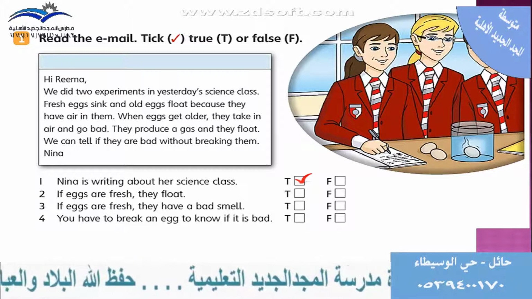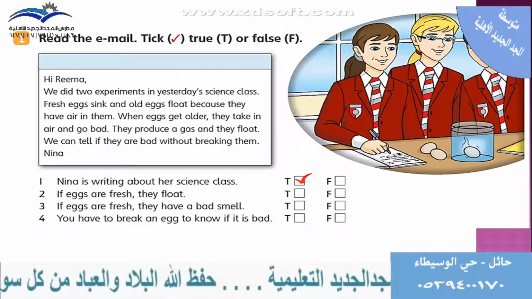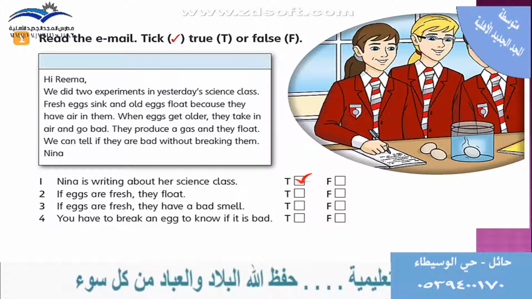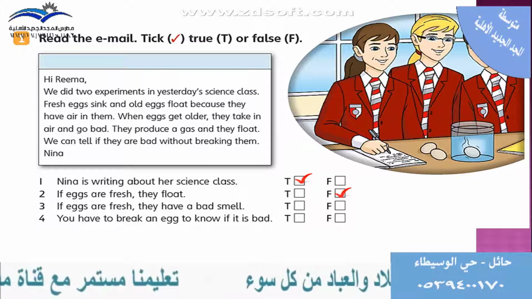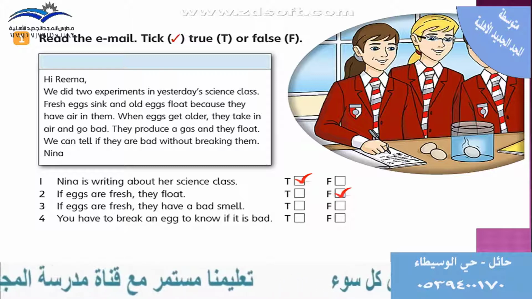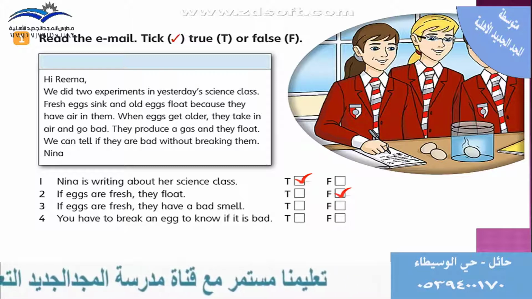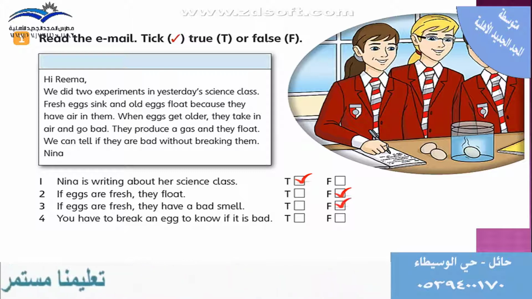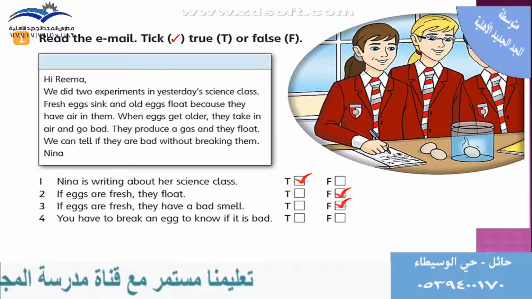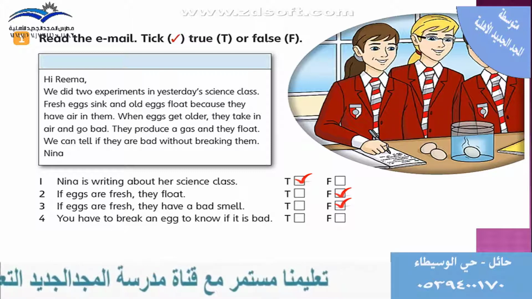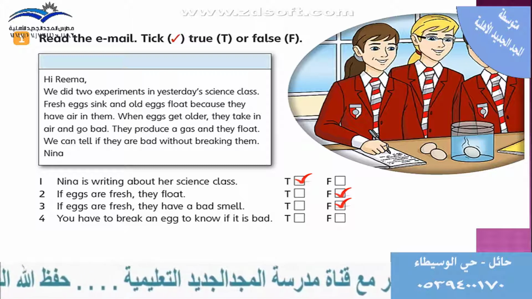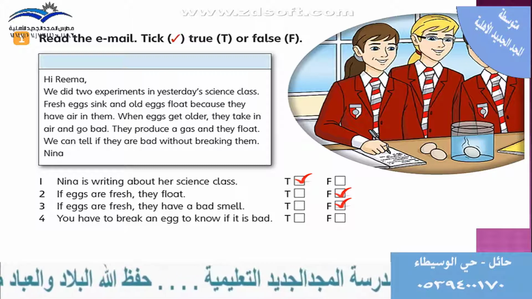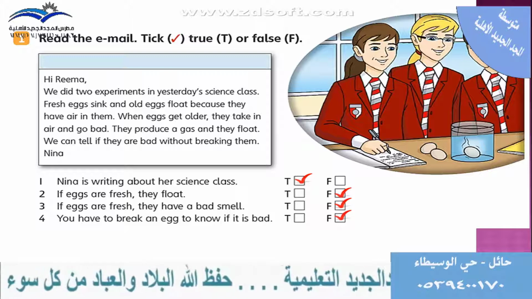2. If eggs are fresh, they float. If you look, you will know that it is a false sentence. 3. If eggs are fresh, they have a bad smell. I think no. Number 4, you have to break an egg to know if it is bad. No, as the last sentence says, we can tell if they are bad without breaking them. So the answer will be F, false.